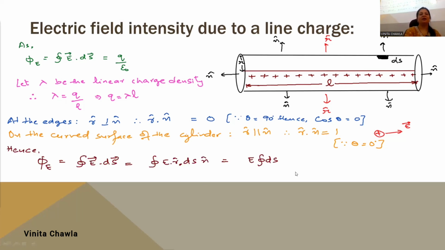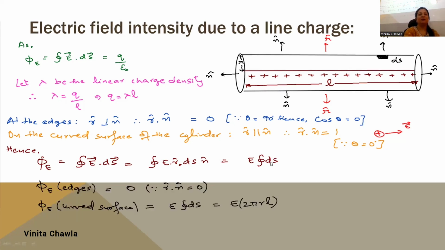Because this electric flux is vector E dot ds, and vector E can be written as E r cap and ds can be written as ds n cap, we can write E closed integral ds. Now at the edges, r cap dot n cap is 0. Look at the cursor. This r cap dot n cap is 0 at the edges. They are perpendicular, so the electric flux is 0 there.